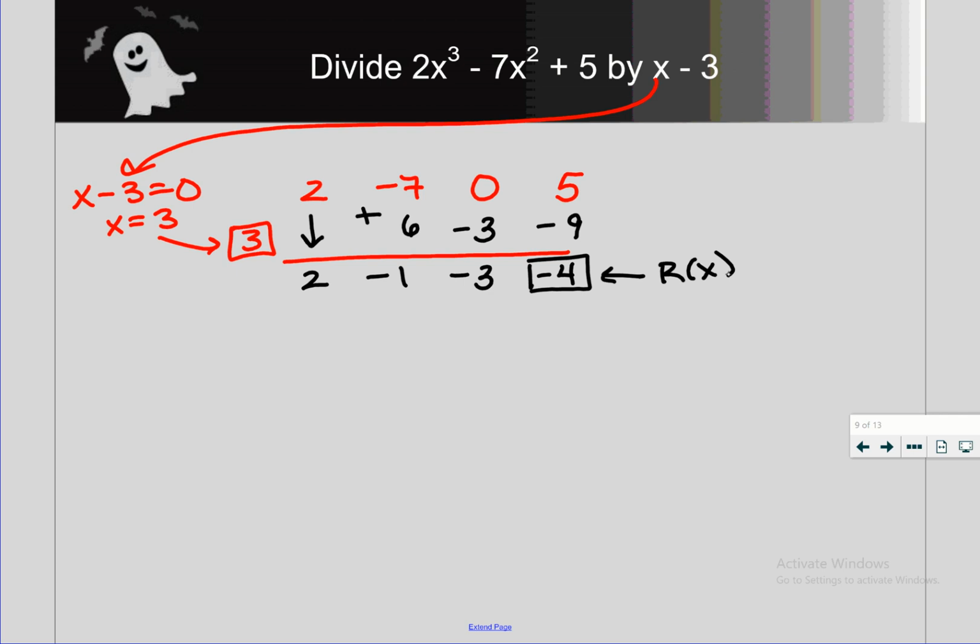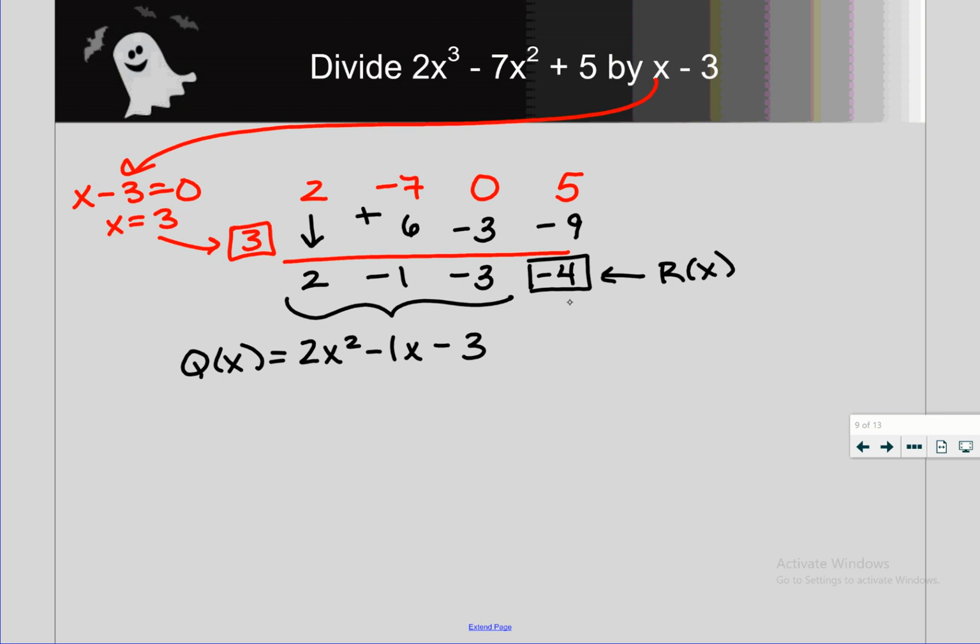Okay. The other 3 terms, or however many you have in the front, represent your quotient, the other part of your answer. And you need to put the variable back into this part. The variable terms will always be 1 power less than what you started with because we divided in a degree of 1. So I started with an x to the third, which means this guy is a quadratic. It's going to start with an x squared. 2x squared minus 1x minus 3, and then again the remainder is negative 4.